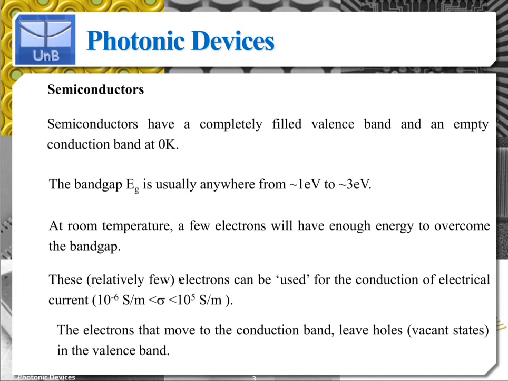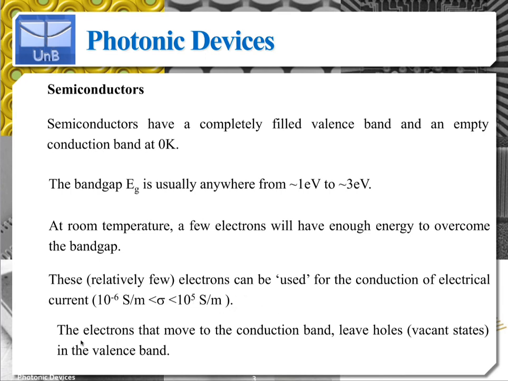These relatively few electrons can be used for the conduction of electrical current. So you have conductivities smaller than those of metals, which is of the order of 10 to the 6, 10 to the 7 Siemens per meter. In semiconductors, the conductivities can vary between 10 to the minus 6 Siemens per meter up to 10 to the 5th Siemens per meter. So between the conductivities that you get for insulators on one side and for metals on the other side.